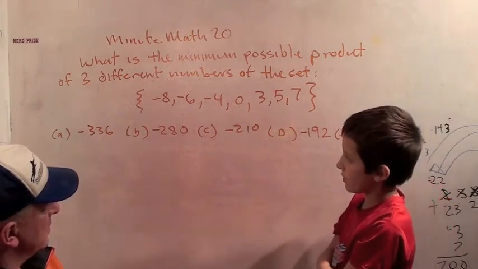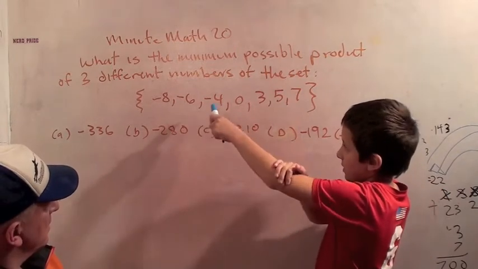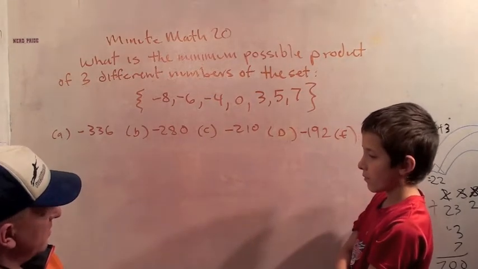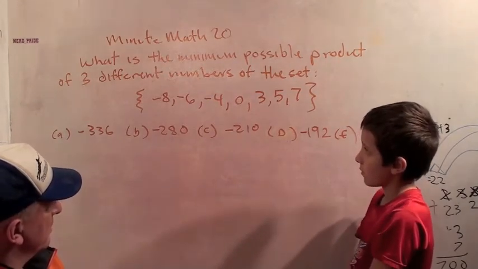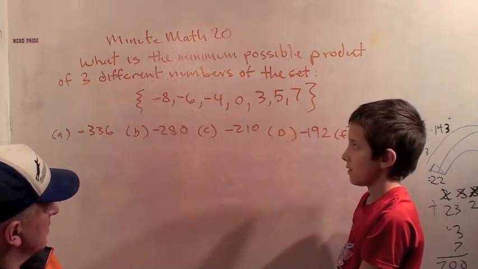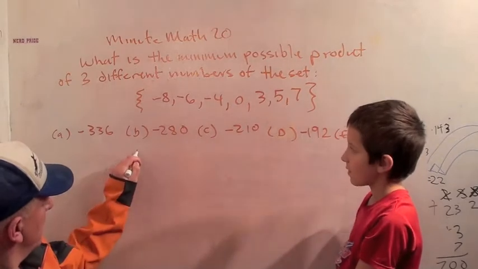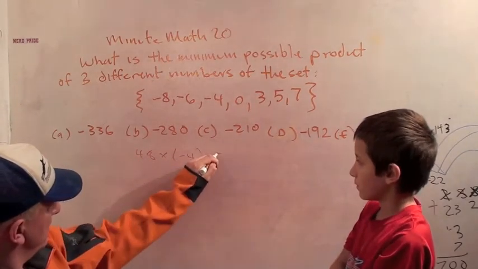Well, we could try some sets of numbers. Like there's -8 times -6 times -4. Okay, -8 times -6 times -4. What is that going to give you? Well, -8 times -6 is 48. 48 times -4, which is?